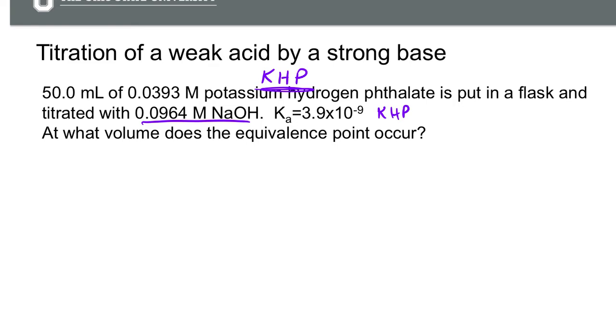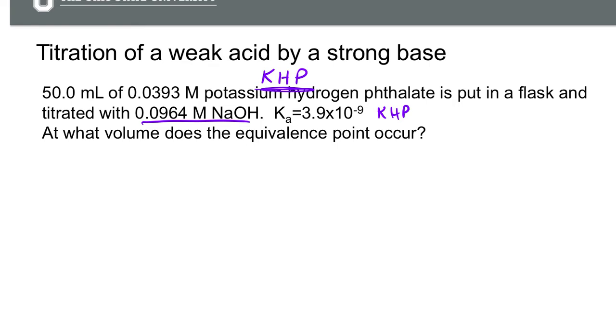So again, the first thing I want to know, we are going to go through each of those points, figure out the pH at each of those points along the titration curve, but I want to know where we are in the curve in relation to the equivalence point. So the very first thing I'm going to do is calculate the volume at which the equivalence point occurs.